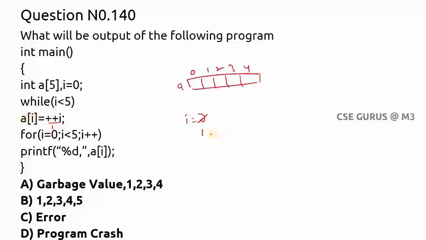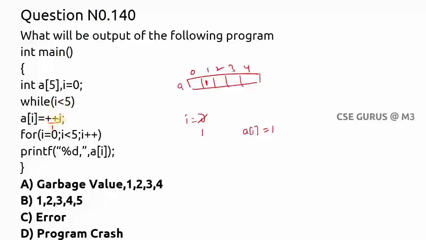A of I, what is I now? It is not 0, it is 1 now. So A of I, with I value 1, equals the right side value, 1. So A of 1 equals 1 will happen. Next it goes to the loop. What is the I value? 1. 1 less than 5? Yes, true.